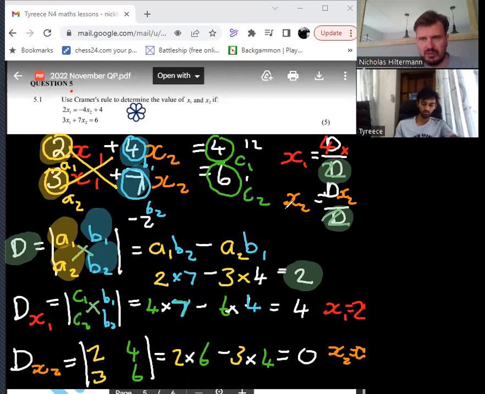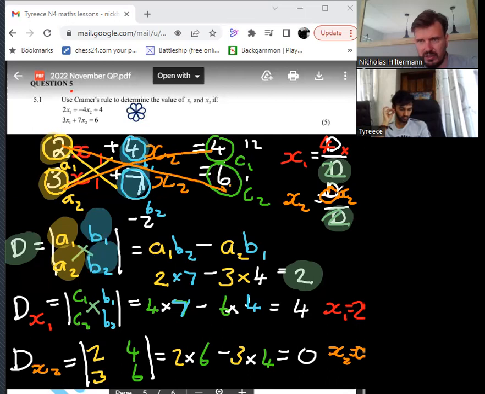Now to get the x2, I do the x1s, and I do the things in front of the x1s and the things in front of the c1s. So that was 2 times 6 is 12, 3 times 4 is 12, minus those from each other, and that's how I got my x2 to be 0. 0 over 2 is 0, and that's how I got my x2 to be 0 and my x1 to be 4 over 2, which is 2.